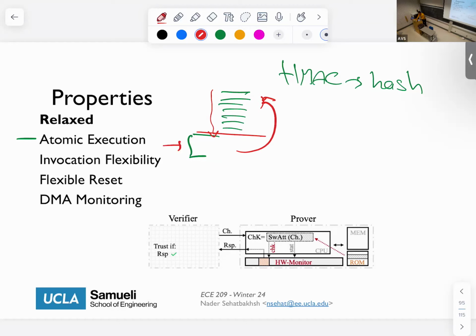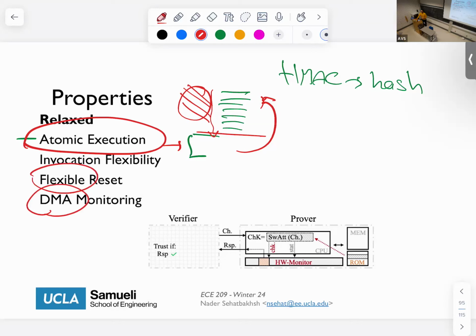The difference was that if it was an HMAC, then not only do I have to go back, I also have to make sure that the key is not part of this memory. I need to clean up the key from my memory. And that was a very time-consuming process, okay? Once I relax this atomic execution, then I can make it flexible for DMA, for reset, and all those things.